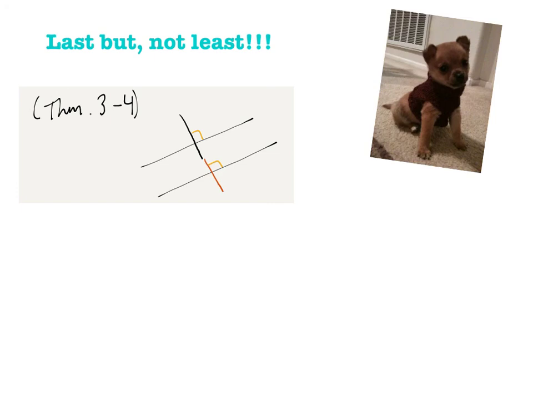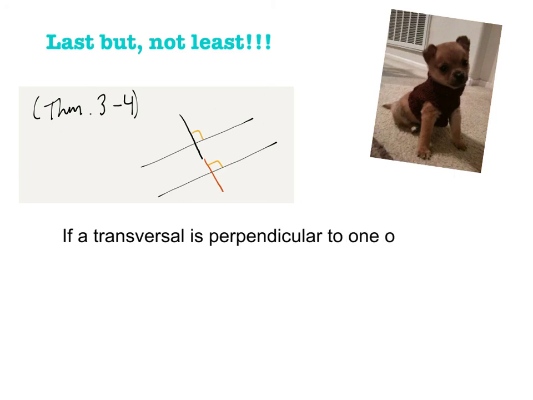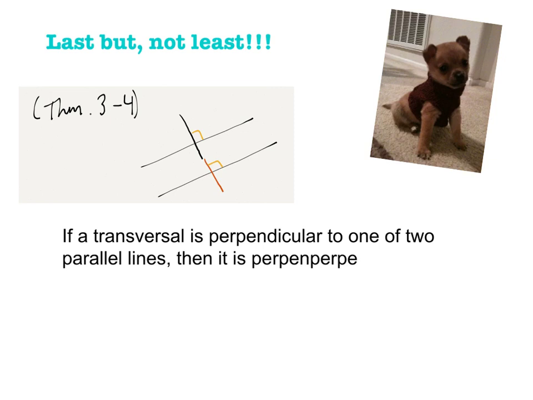All right, let me go ahead and copy this diagram, and while you're copying it, I'm going to write the theorem out, and then we'll go over how the theorem connects to that diagram. Here's what it says. If a transversal is perpendicular to one of two parallel lines, then it is perpendicular to the second line too.